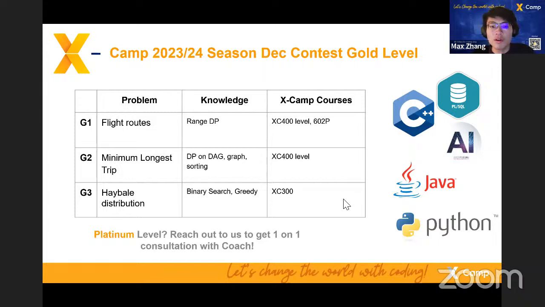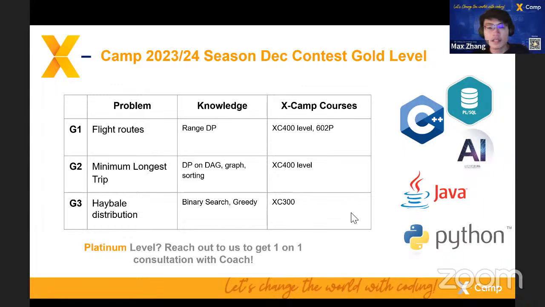So the first problem was called flight routes, and I'm going to jump over to my whiteboard to explain. The problem gives us a graph of n vertices, say n is less than or equal to 750. Basically, they give us a matrix, for every pair i, j.